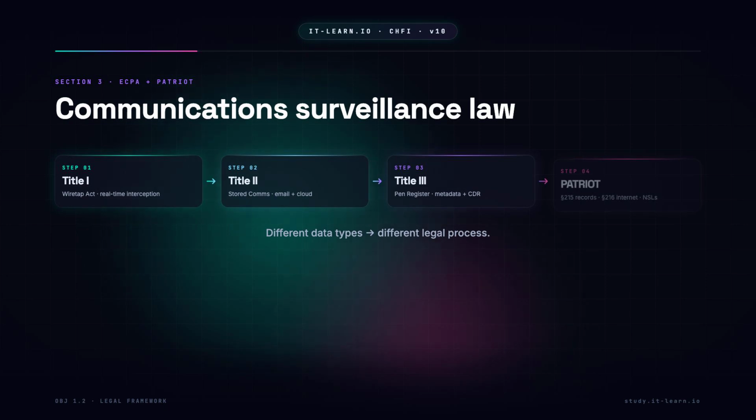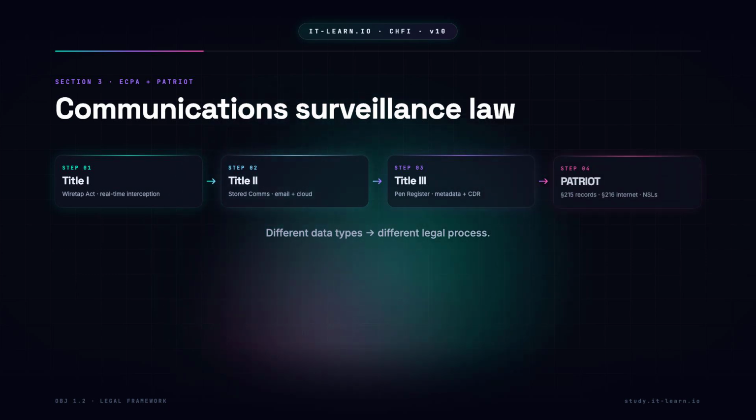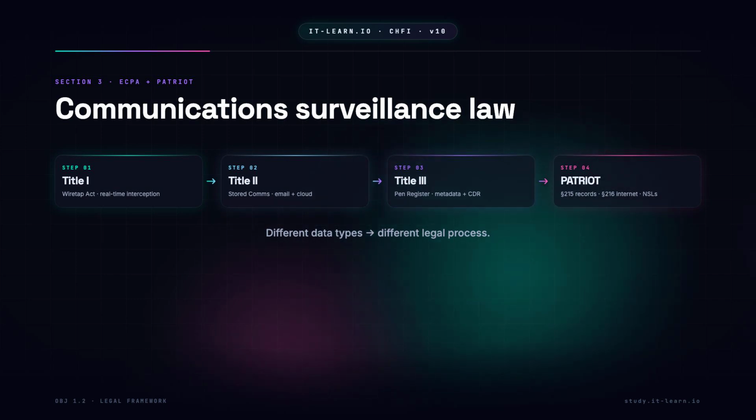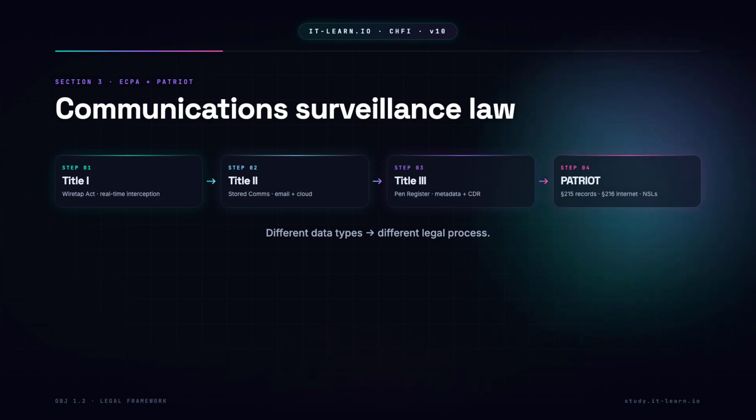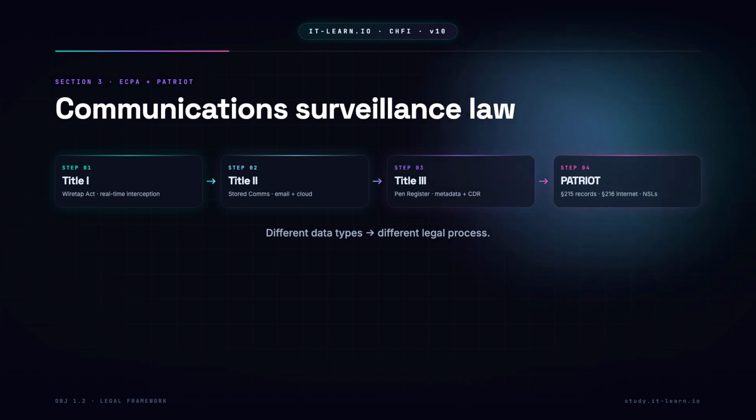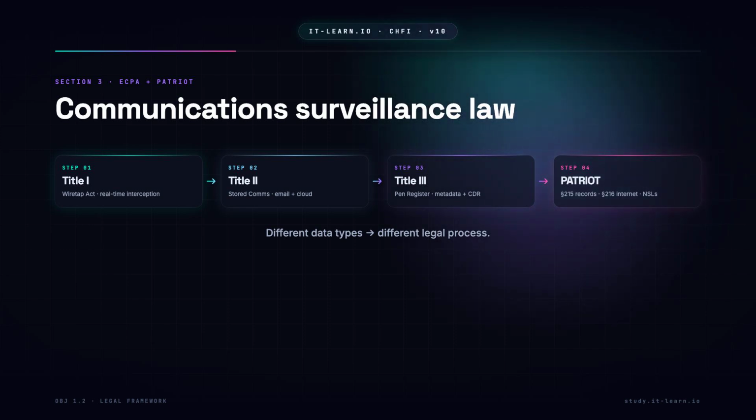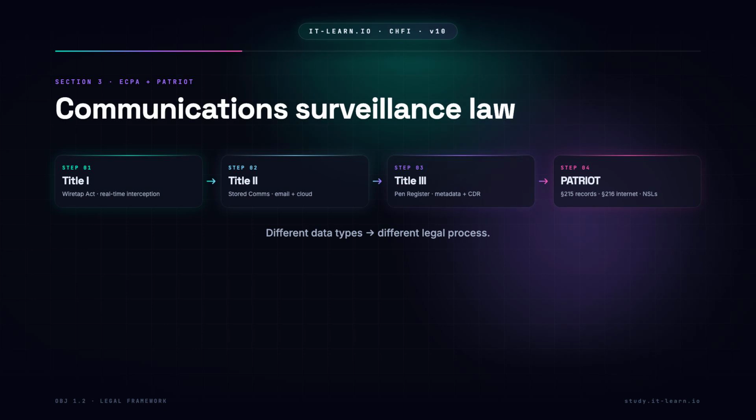Then came 9/11, and the USA PATRIOT Act of 2001. Section 215 allowed bulk collection of business records, heavily modified later by USA Freedom. Section 216 extended pen register to internet communications. And national security letters, administrative subpoenas with no judicial oversight, lowered the barrier for sharing intel between agencies and law enforcement. On the exam, stored emails need a warrant, real-time interception needs a wiretap order, different legal processes for different data types. Know the difference.